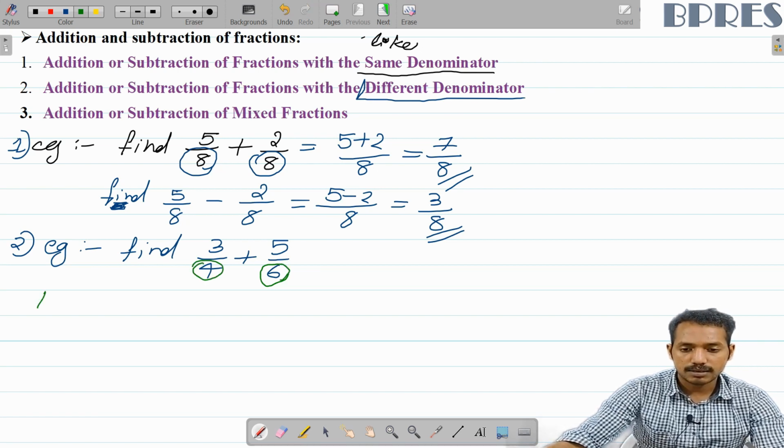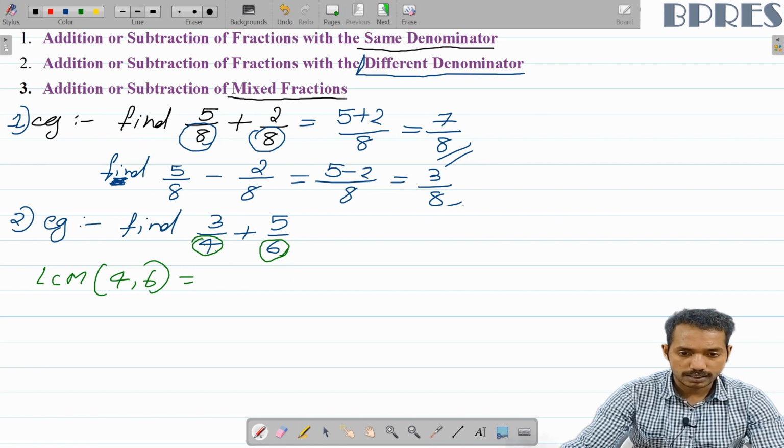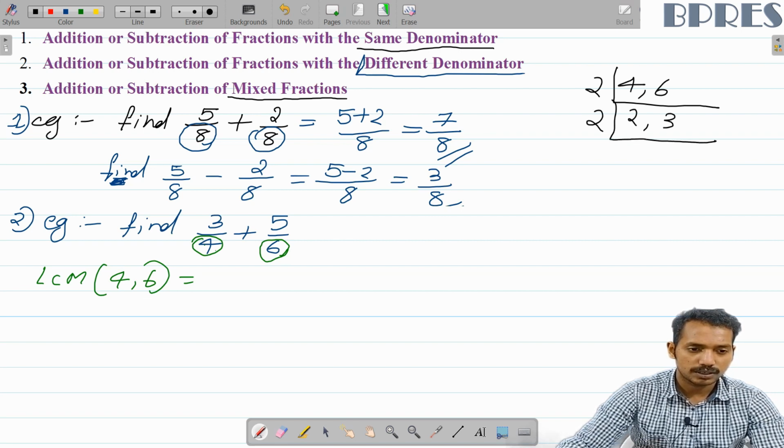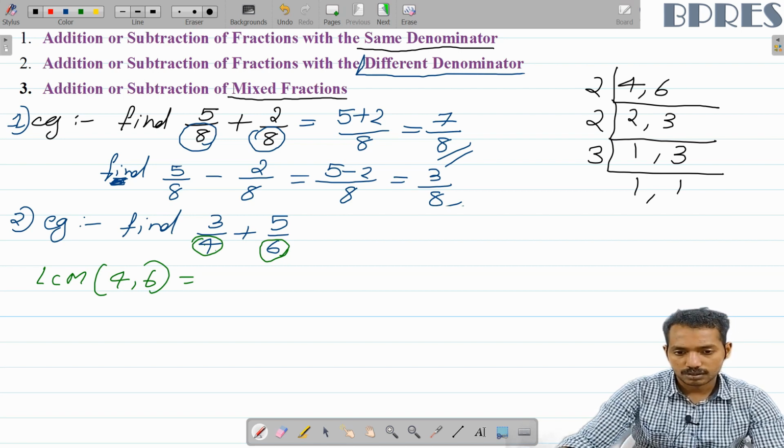We know that the LCM of 4 and 6 is equal to... So let's find the LCM here. So what we will get here? 4, 6 divided by 2, 2, and here it will be 3. Then divided by 2, we will get 2 by 2, 1. Not divisible, so keep 3. And next we go for division by prime number 3. So 1 and here 1. So the LCM will be 2, 2 and 3. So LCM is equal to 2 into 2 into 3, which is equal to 12.